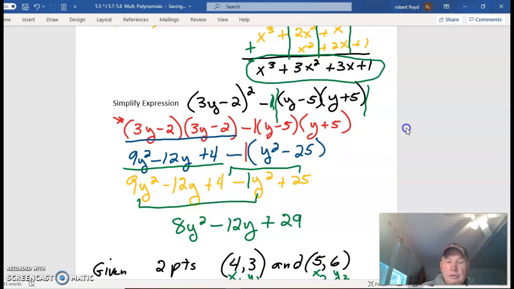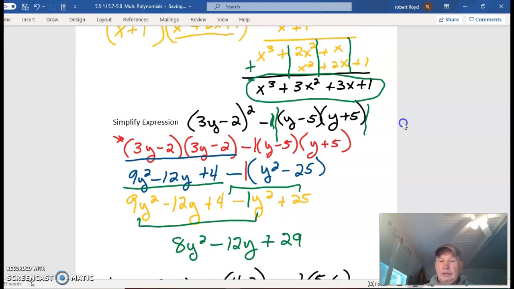Next is a little more detailed one. This one you have the quantity 3y minus 2, that quantity squared, minus y minus 5 times y plus 5. So again, you have a negative out here. You want to take care of that last. So if you square this, you'll end up with the blue part right here. And when you FOIL this, you're going to get rid of the middle term.